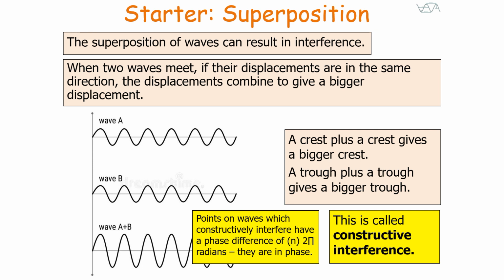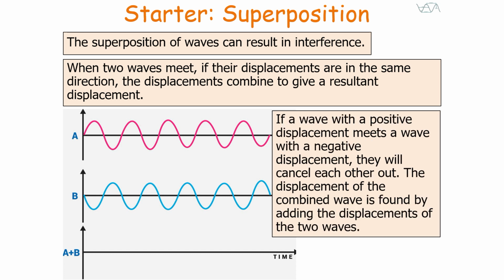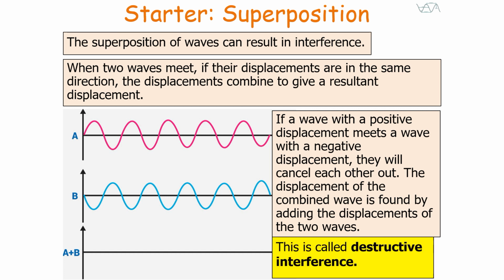So we can also say that points on waves that constructively interfere have a path difference of a wavelength or multiples of a wavelength. They again are in phase. Now, if a wave with a positive displacement meets a wave with a negative displacement, they will cancel each other out. The displacement of the combined wave is found by adding the displacements of the two waves. Now, this is called destructive interference.